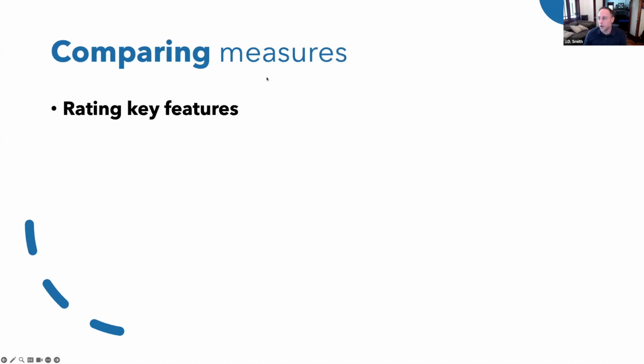So the second kind of aspect of measurement repositories is that it should allow you to compare measures that have been identified through literature searches or expert panel reviews. And so the way that you can typically compare is the review panel itself, or the review group that is doing the systematic review, once you get to the point where you have all of your included measures, they rate those measures on a bunch of key features.